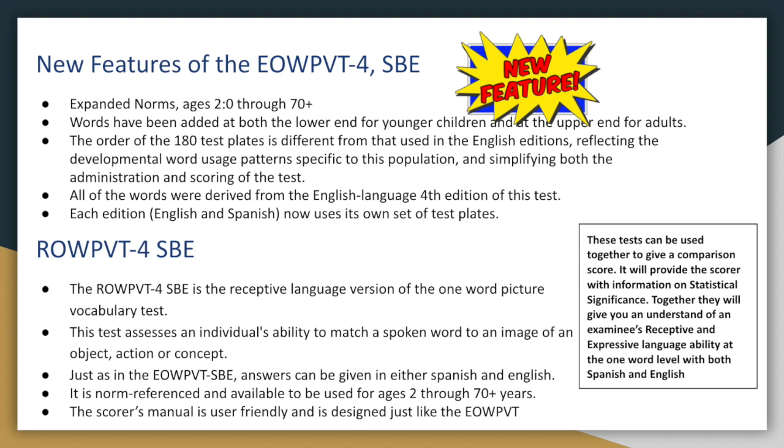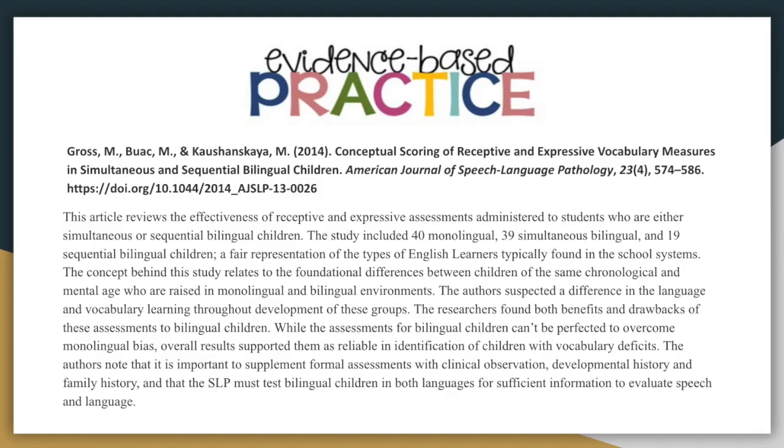Just as in the EOWPVT-SBE, answers can be given in either Spanish or English. It is norm-referenced and available to be used for ages 2 through 70 plus years. The scorer's manual is user-friendly and is designed just like the EOWPVT-SBE 4. These tests can be used together to give a comparison score. It will provide the scorer with information on statistical significance. Together, they will give you an understanding of an examinee's receptive and expressive language ability at the one-word level with both Spanish and English.